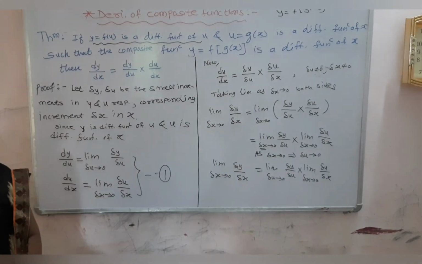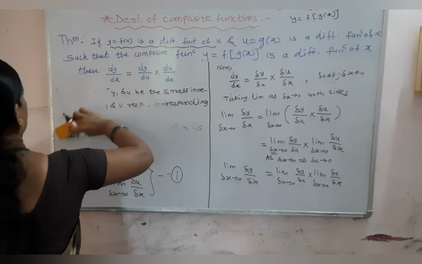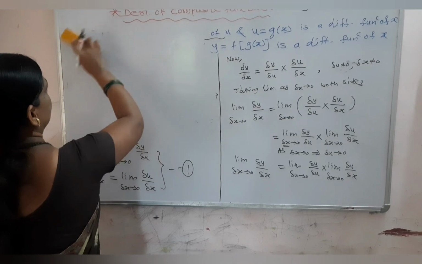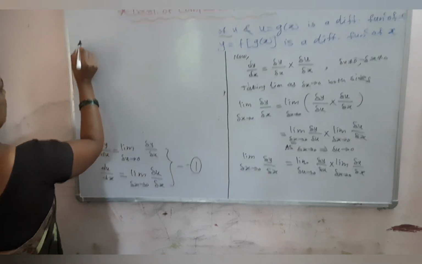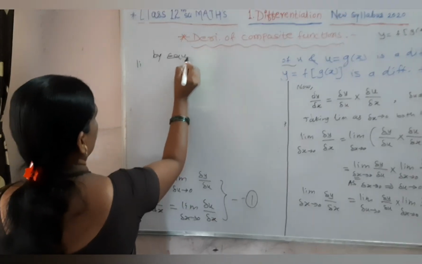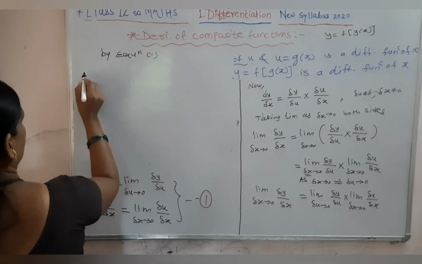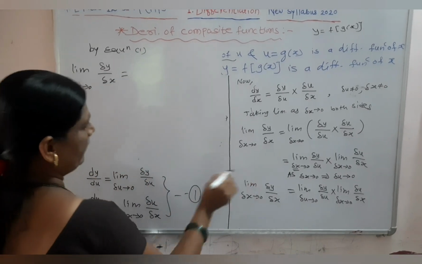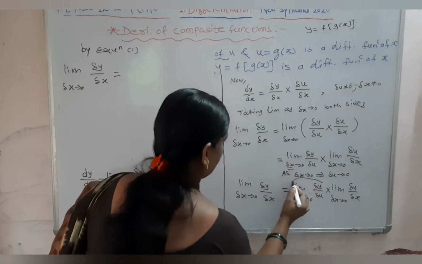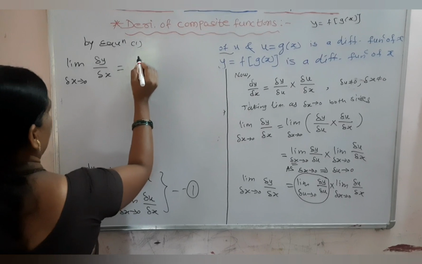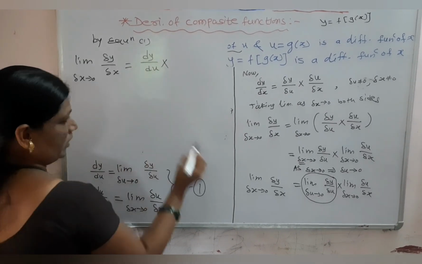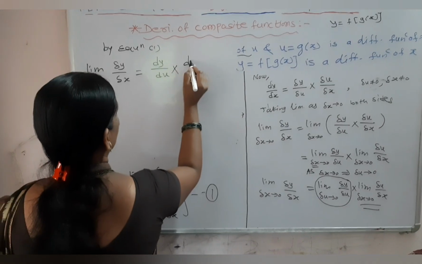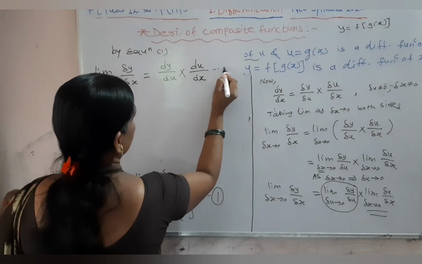Then by equation first, limit delta x tends to 0 delta y by delta x is equal to, on the right hand side by first, this factor is dy by du into, now the second is delta u by delta x as delta x tends to 0 is du by dx. So this is the second.